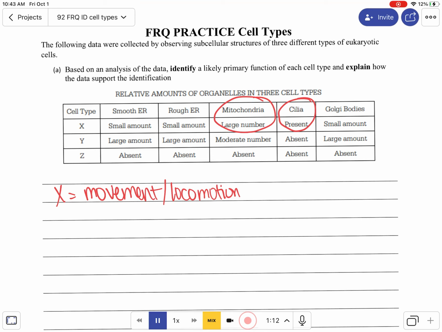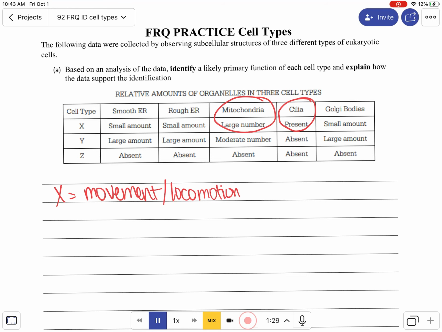The second thing that we also would use as justification for movement or locomotion is the fact that it's got a large amount of mitochondria. A large amount of mitochondria would provide a large amount of energy, which is needed for movement or locomotion.